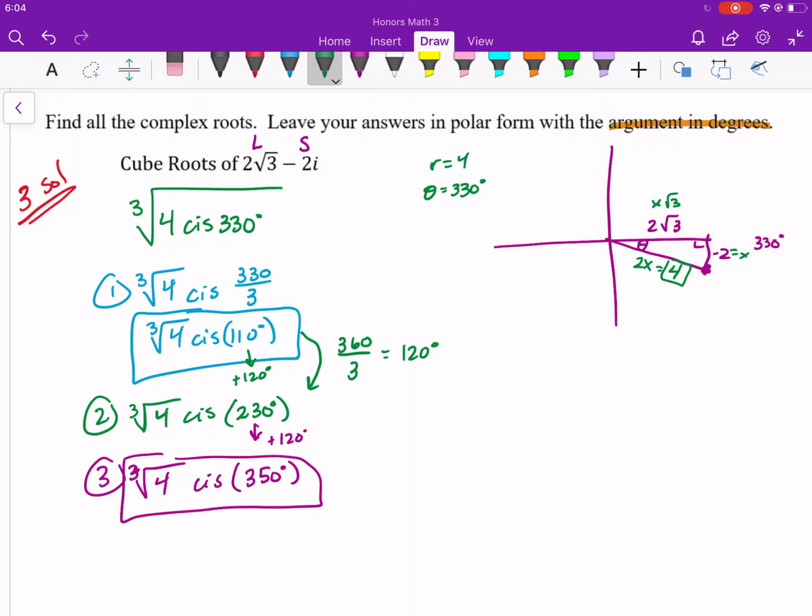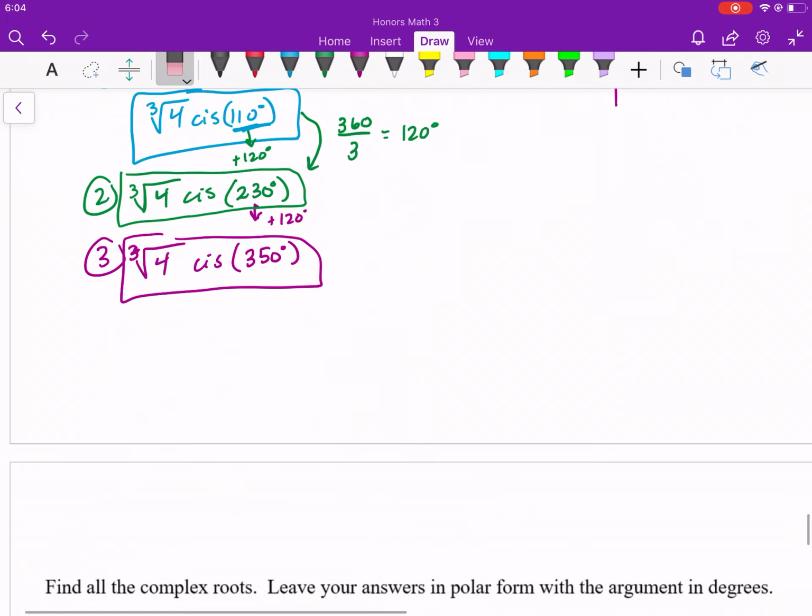And there are your solutions. Now here's the reason it wouldn't make sense to keep going. If you went one more and you add another 120 degrees, you'll get 470 degrees. 470 and 110 are coterminal angles. At that point, you've just repeated yourself, so you don't keep going. Okay, so there are your solutions. This is pretty sufficient. If you feel like you've got it, great.